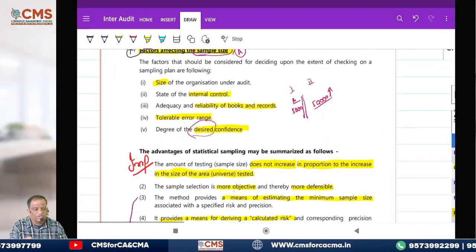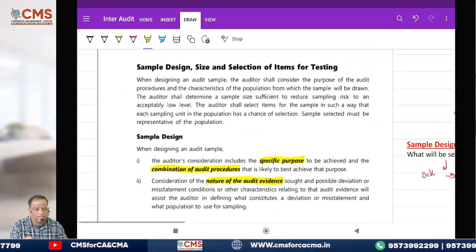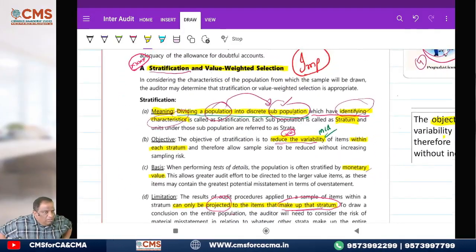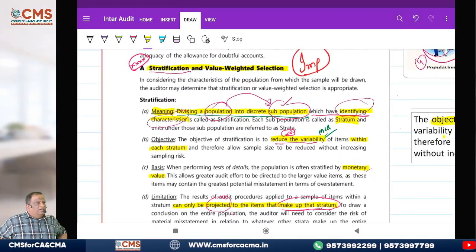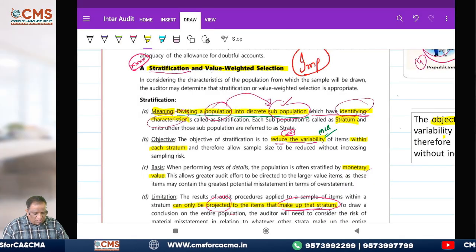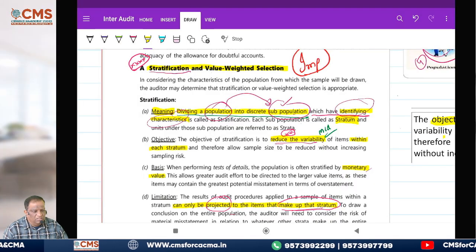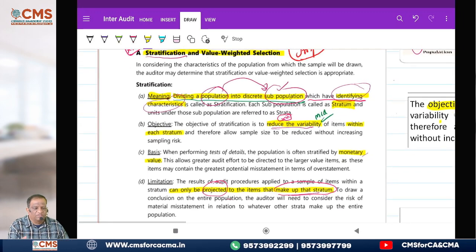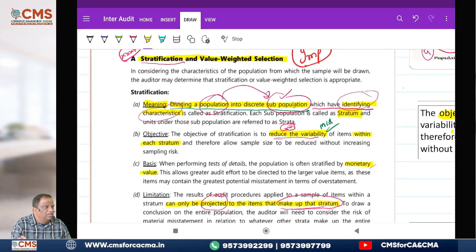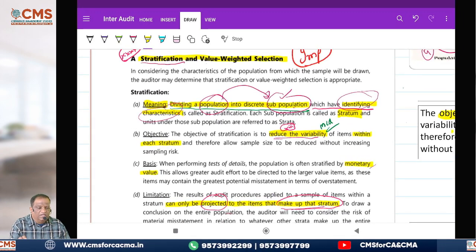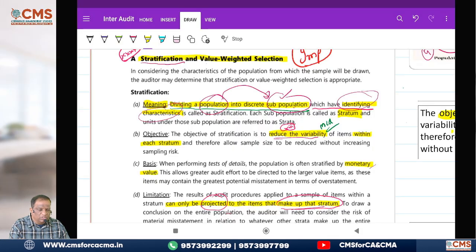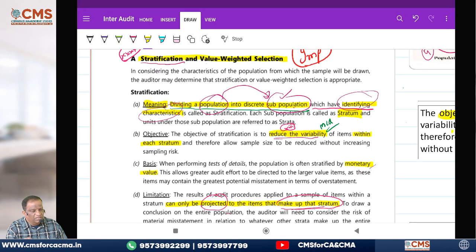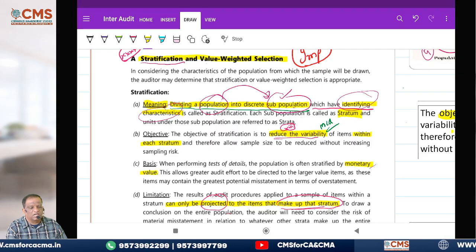Then, factors influencing sample, I will go directly to the important ones. Stratification, the most important one, and you are getting short answer questions on what do you mean by stratification and how it is done. Now, this stratification is nothing but dividing a population into discrete, that is, separate subpopulations. That is what we call stratification.